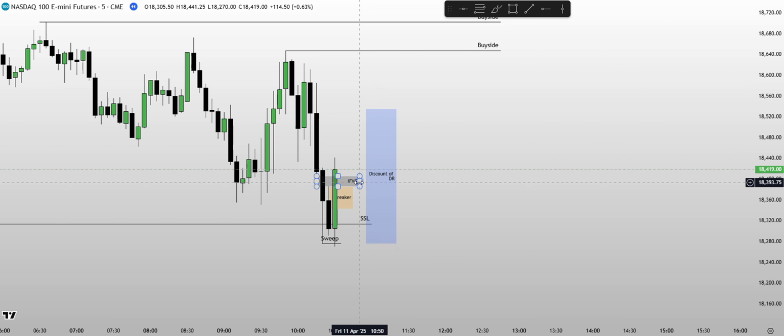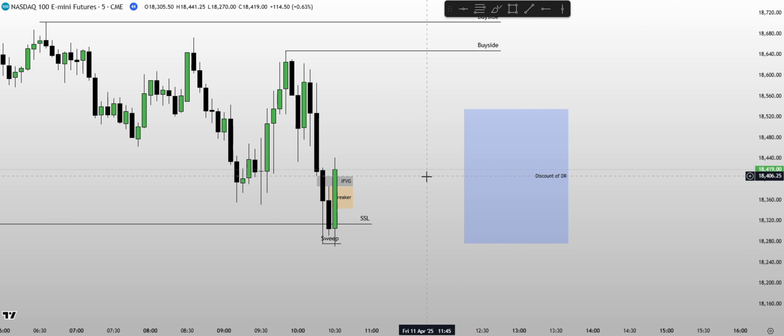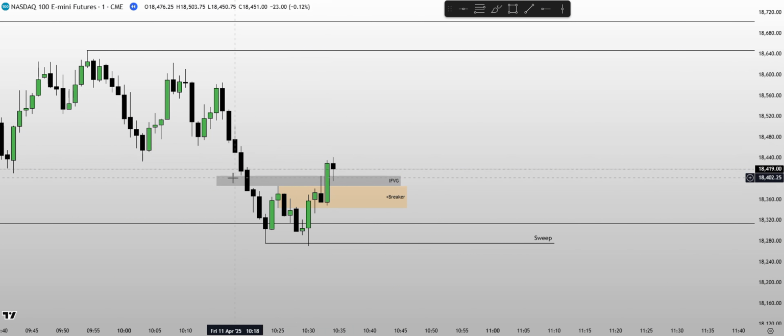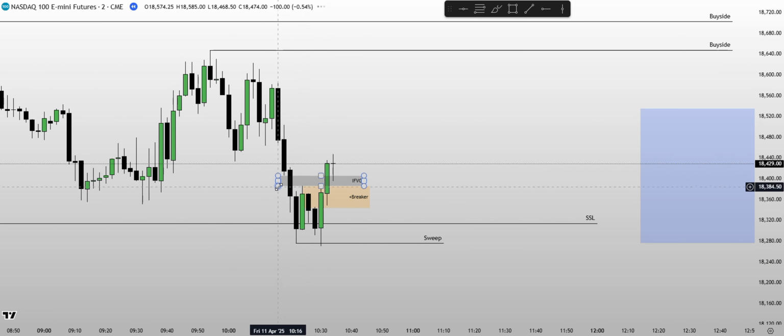So we have all of these confirmations. Everything is consistent in price. Let me just move this here. All while being in the discount of that dealing range. Internal sweep. 1 minute breaker right here. 5 minute inverse gap right there. 2 minute inverse gap right here.